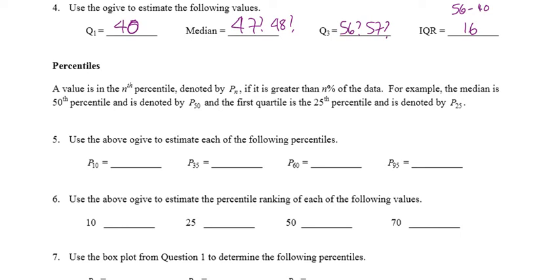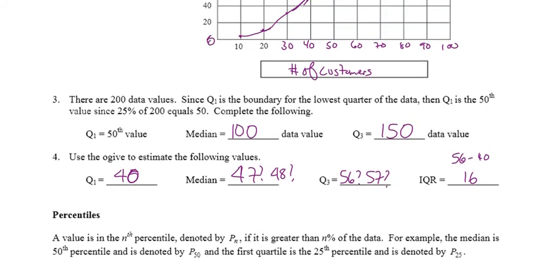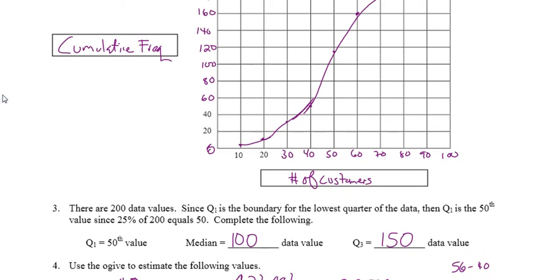So P10. Okay, so the 10th percentile. So what are you saying? 25? Okay, go with 25.